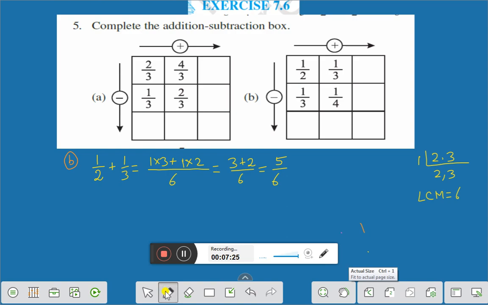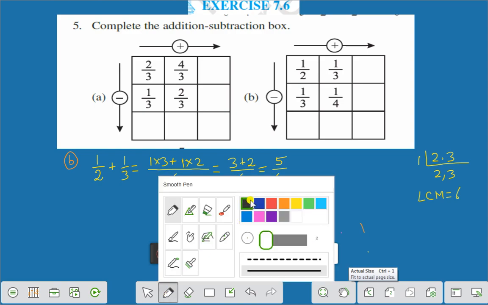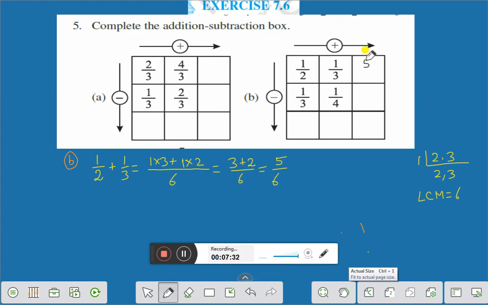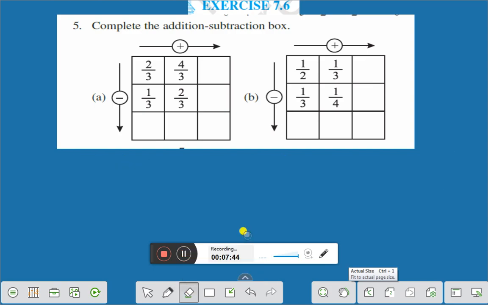Therefore we are writing here 5 by 6. Therefore the value is 5 by 6. Now we will add this value, that is 1 by 3 plus 1 by 4. Right? Let us add. This is also question number B.